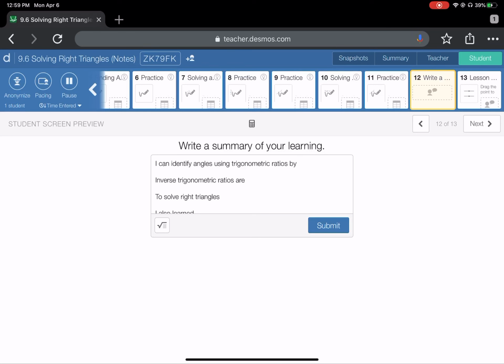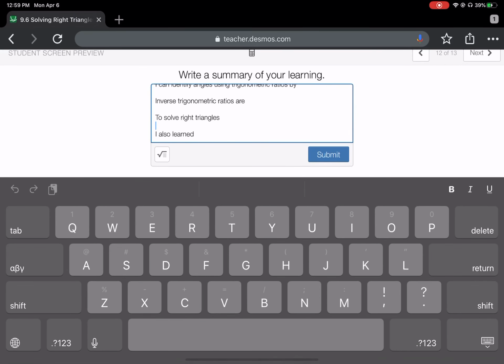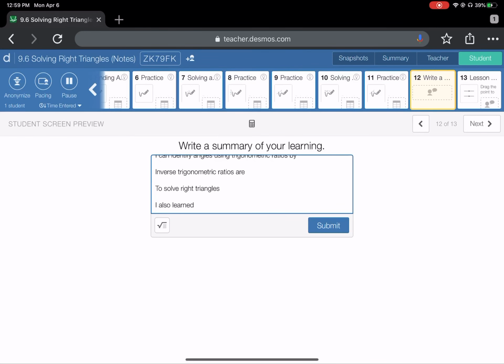All right, that is the end of Chapter 9, Section 6, Solving Right Triangles. You should now be able to identify angles using the trigonometric ratios. You should know what inverse trigonometric ratios are and how to use those to find missing angles of a triangle. And you should know how to completely solve right triangles.